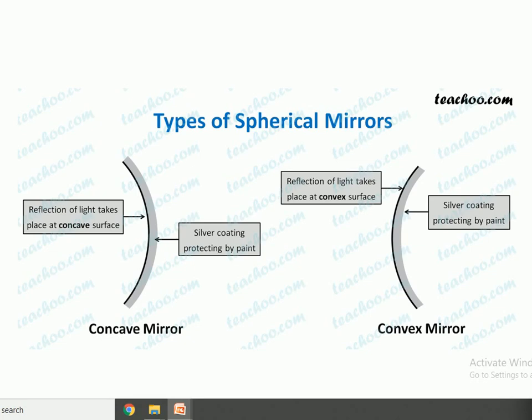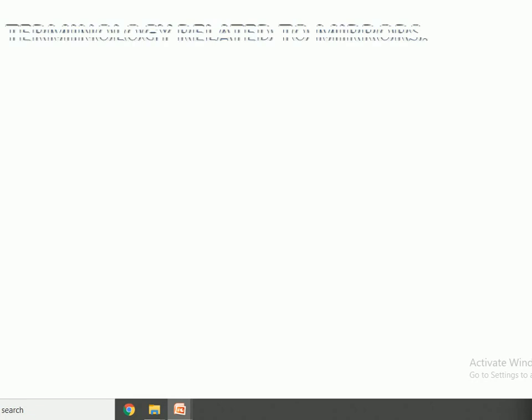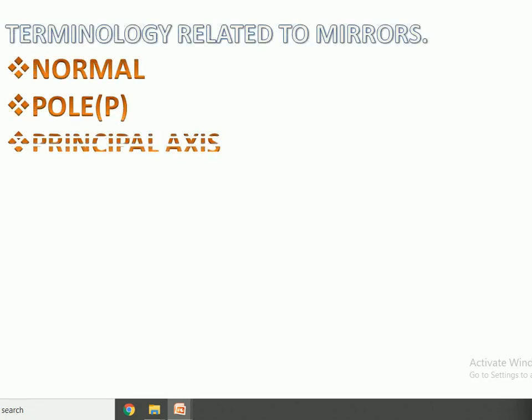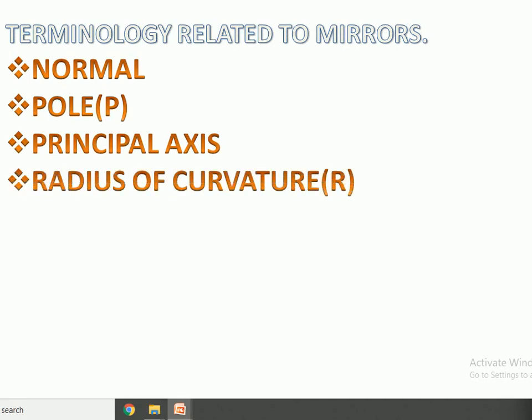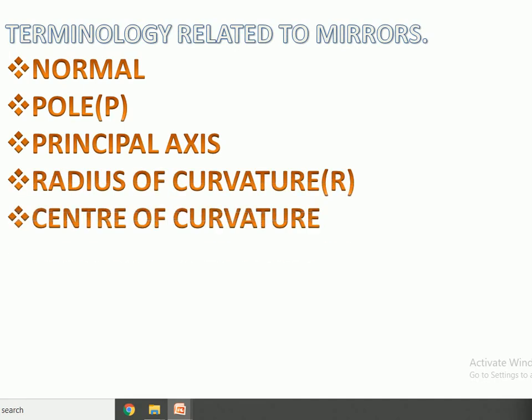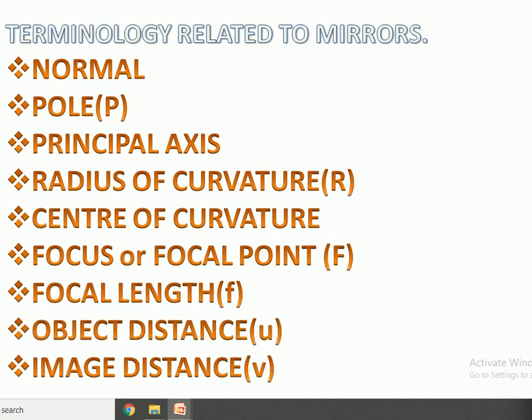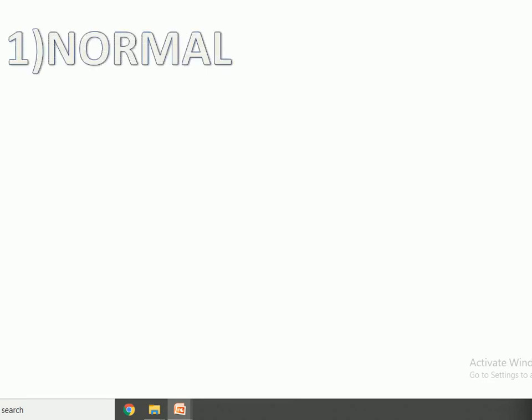Next, these are the terminologies which you are going to study in this lesson: normal, pole, principal axis, radius of curvature, center of curvature, focus or focal point, focal length, image distance, object distance, and many more. Okay, now let us go for the first one, that is normal.